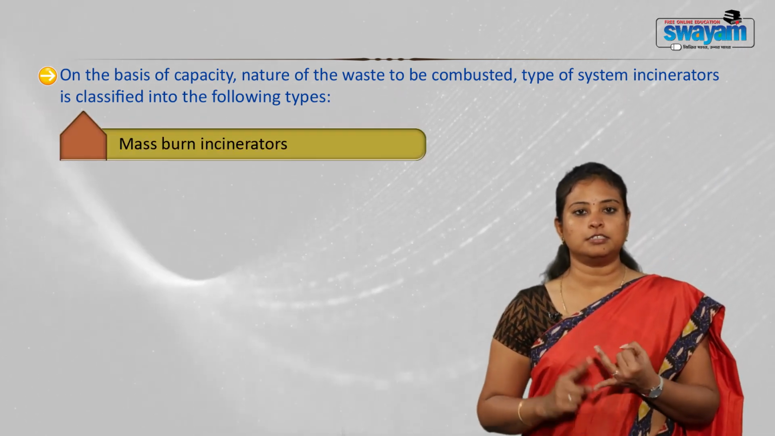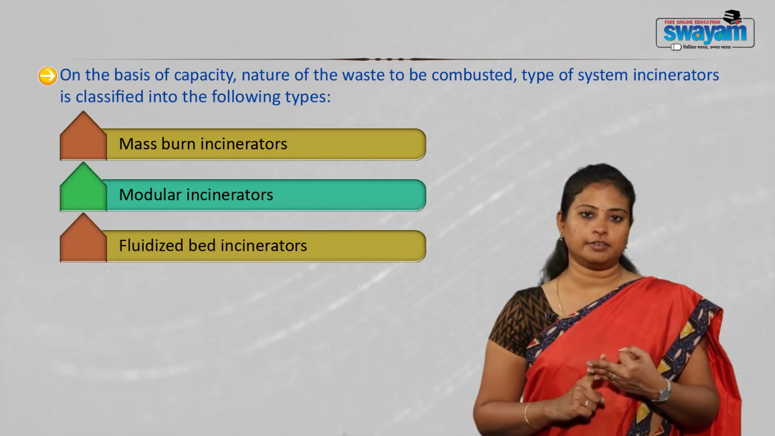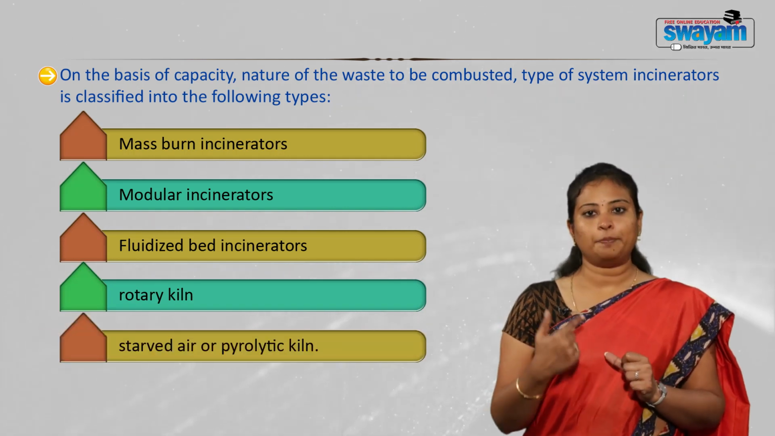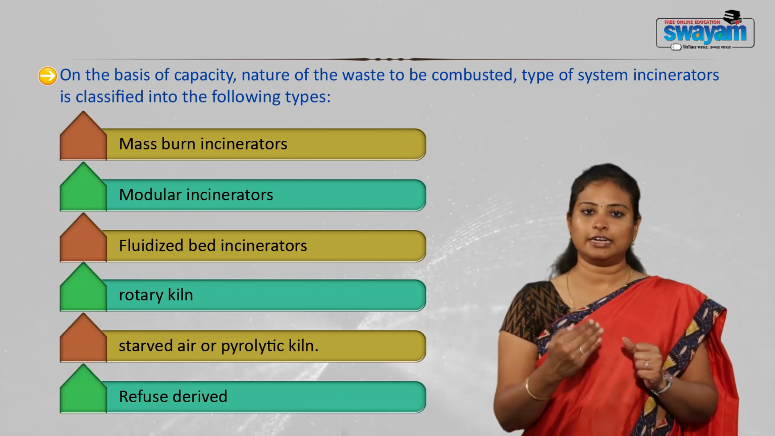1. Mass burn incinerators, 2. Modular incinerators, 3. Fluidized bed incinerators, 4. Rotary kiln, 5. Starved air or pyrolytic kiln incinerators, and the last one is refuse derived incinerators. Now, we will discuss a few of these incinerators in detail. We will see what their characteristics are.